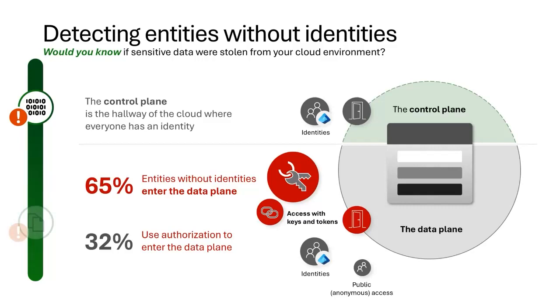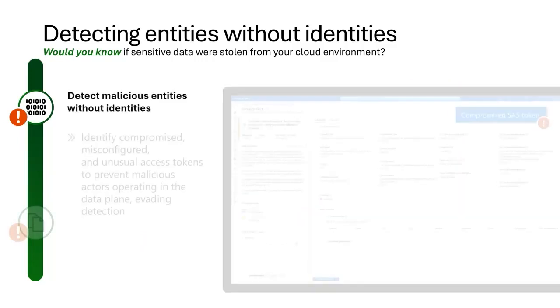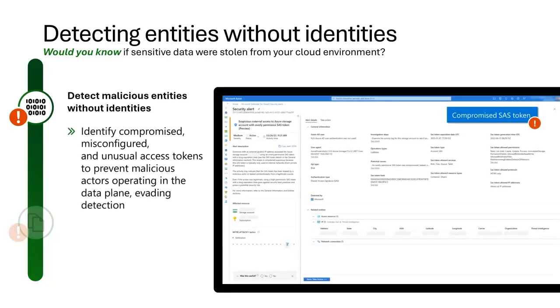And it's difficult to understand how they did it because they don't have identities while they access the data. That's why we built a new capability to identify compromised, misconfigured, and unusual access tokens that allow access to the storage accounts and allow the entities without identities to operate on the data while evading detection.